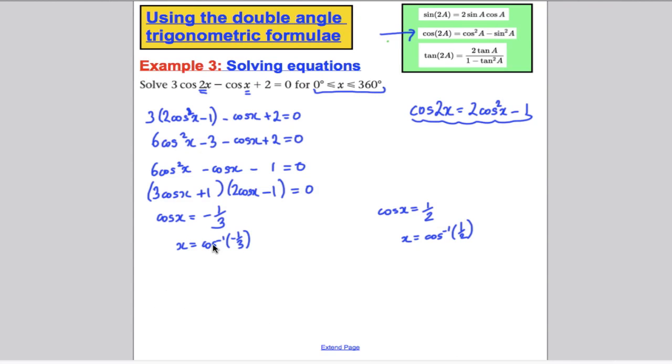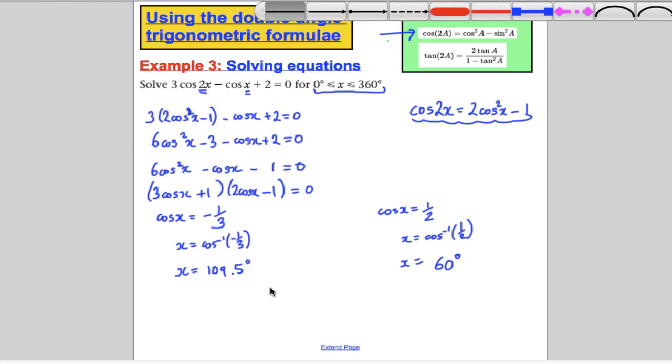Okay, and we use our calculator to work this one out. So we do inverse cos of negative 1/3, and it's giving me the answer x is equal to 109.5 degrees. And here, if we do the inverse cos of 1/2, we should know this one, but we get ourselves 60 degrees. So to find all the other solutions, as always, draw ourselves a cos graph here.